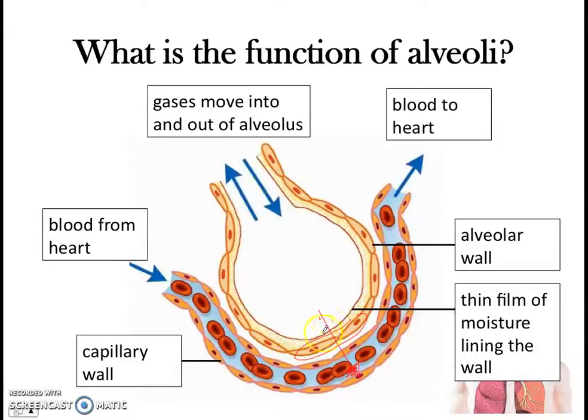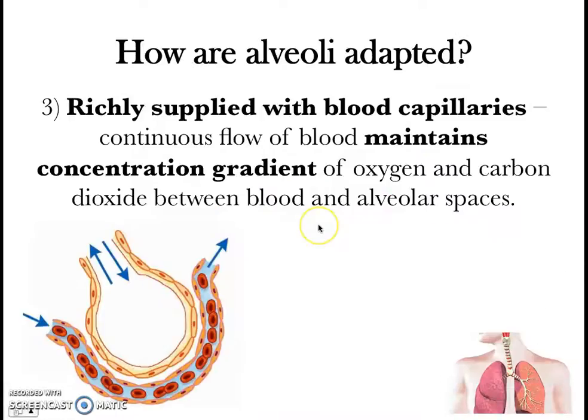Imagine if the alveolar wall was many cells thick and the capillary wall was many cells thick. Then the rate of gas exchange would be much slower. Now the third way that the alveoli are adapted is that they are richly supplied with blood capillaries. And also there is a continuous flow of blood which helps maintain a concentration gradient of oxygen and carbon dioxide between the blood and the alveolar spaces.